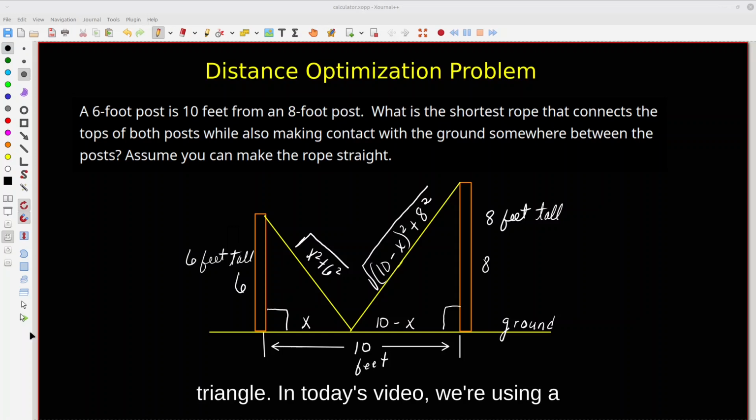In today's video, we're using a graphing calculator to solve the same problem. In fact, the calculator method mirrors how numerical optimization is often done in applied mathematics, where you sample data, you fit a model, then you estimate things like maximum and minimum values numerically.